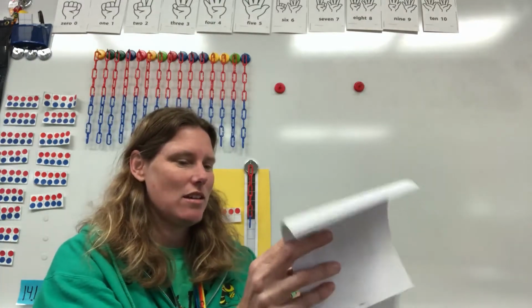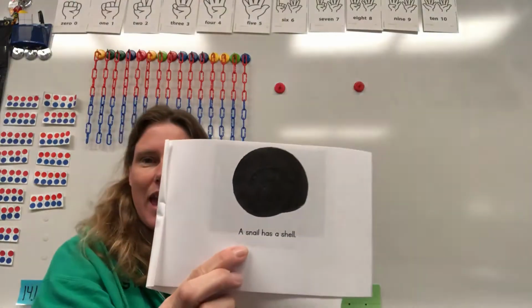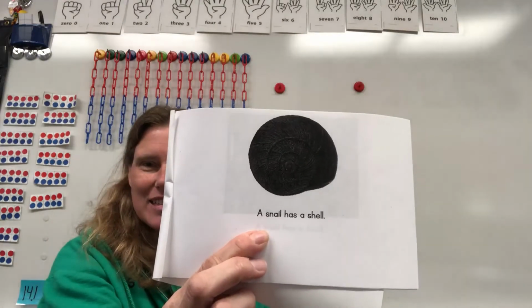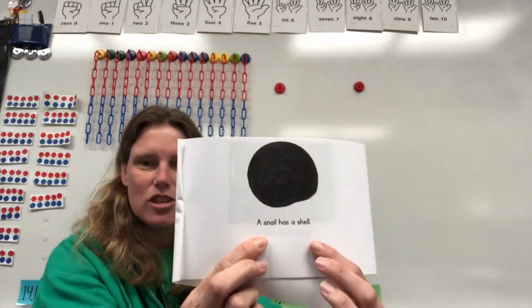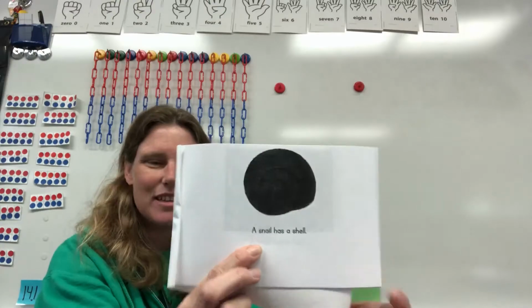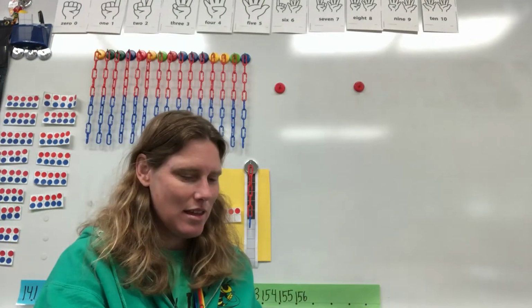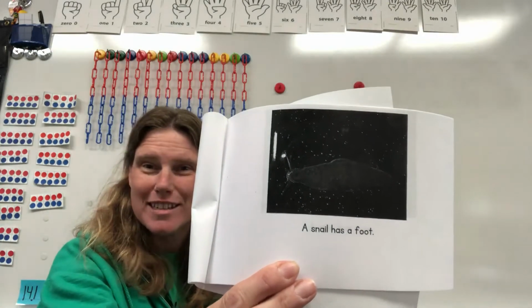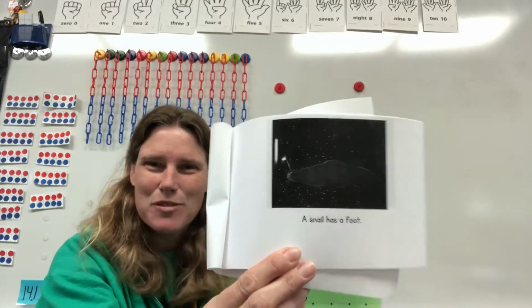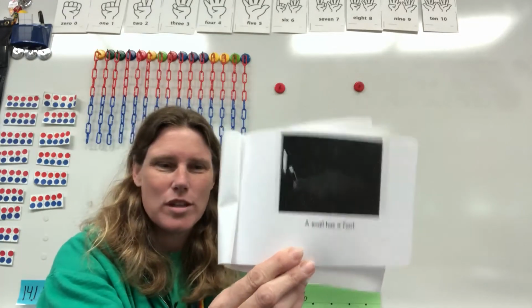What does a snail have? A snail has a shell. Shh. There's the sh blend. Shell. A snail has a foot. At the bottom, you can see the foot if you turn a snail upside down. Foot.